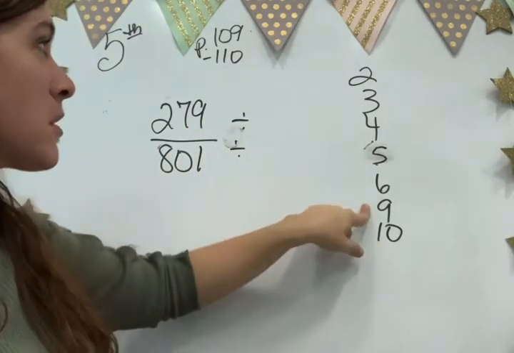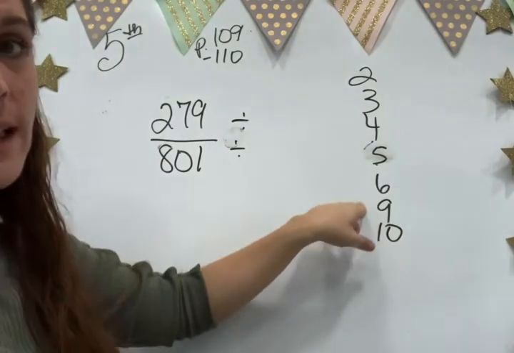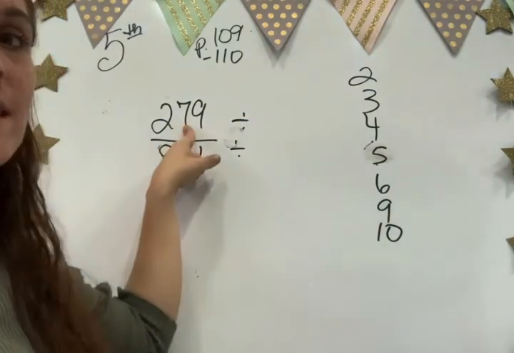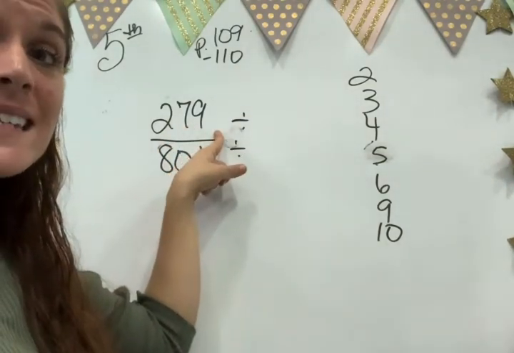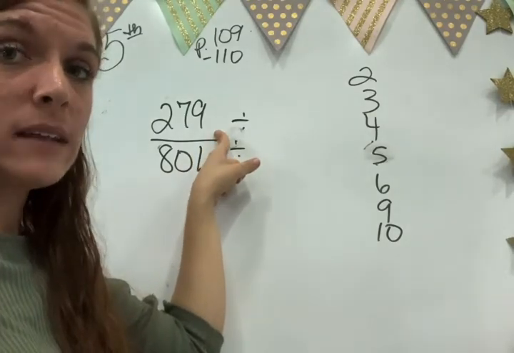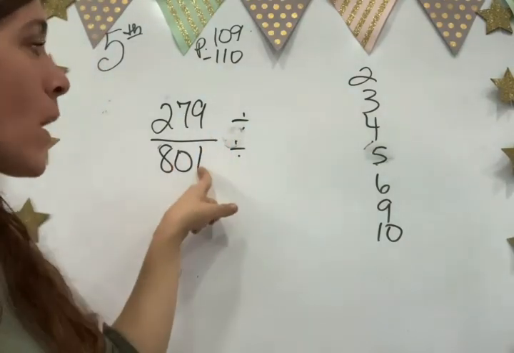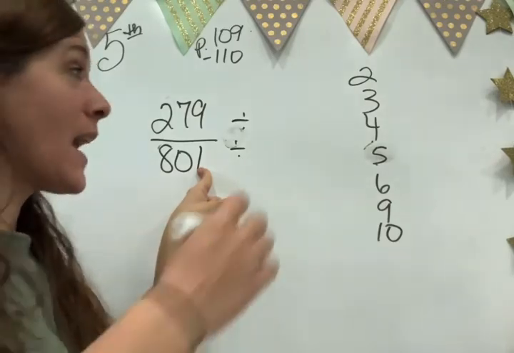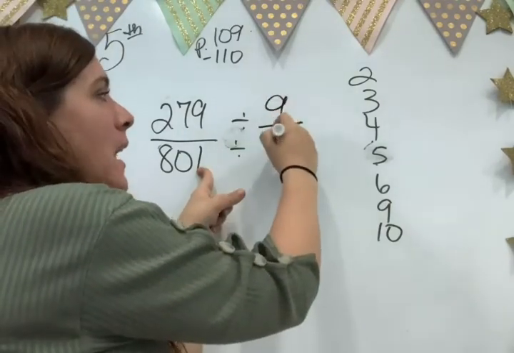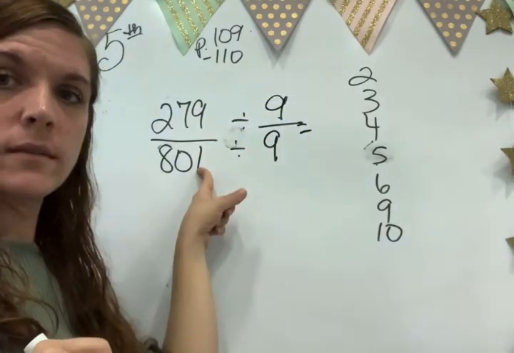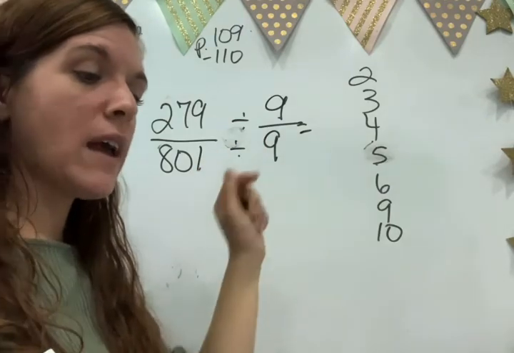Can we divide these numbers by 9? Well, let's see. 2 plus 7 is 9. 9 plus 9 is 18. Can you divide 18 by 9? Yes, you can. 8 plus 1 is 9. Can you divide that by 9? Yes, you can. So you're going to divide this one by 9 to reduce. Okay? So you divide both numbers by 9.